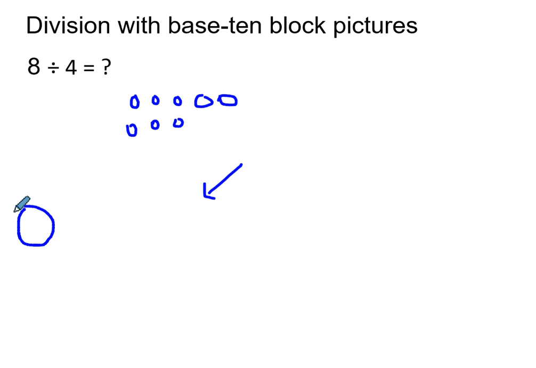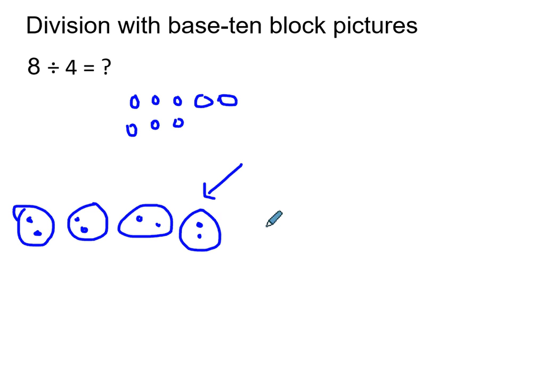You can say I want to separate in 4 equal groups. So if I have 8, I'm going to count 1, 2, 3, 4, 5, 6, 7, 8. And so there are 2 in each group. So 8 divided by 4 groups equals 2 in each group. That's one way of doing it.